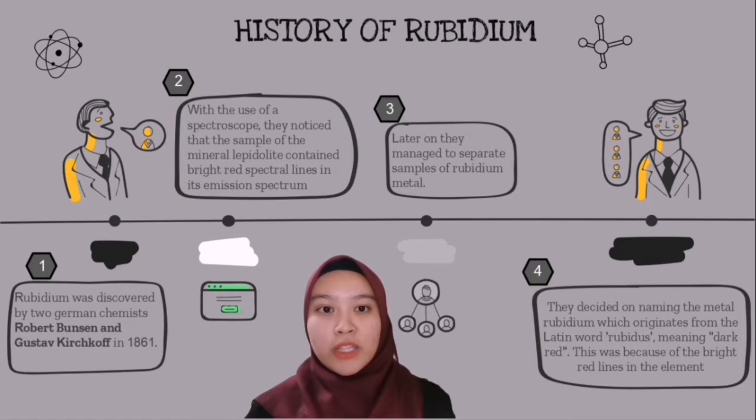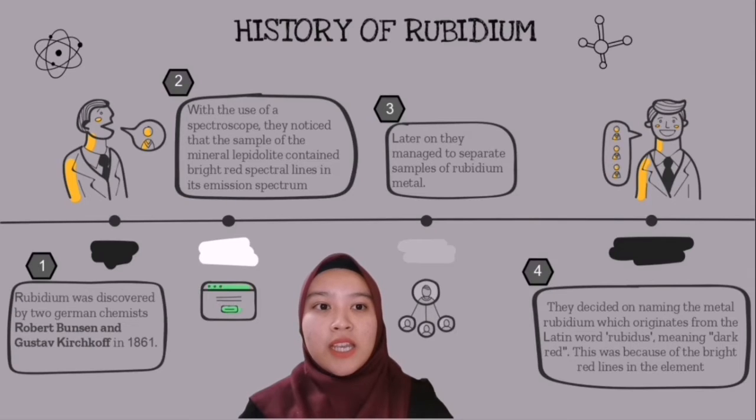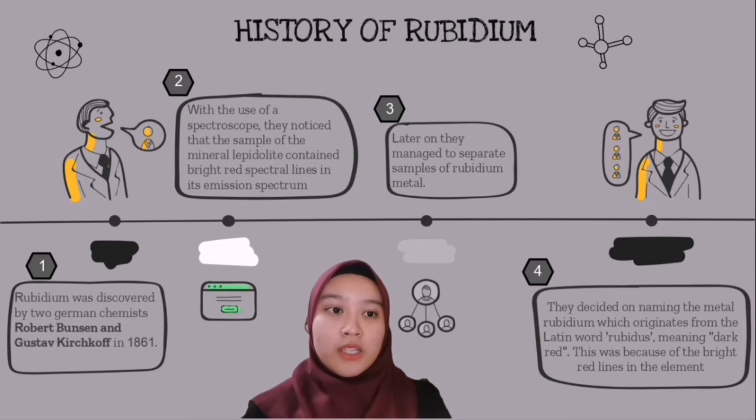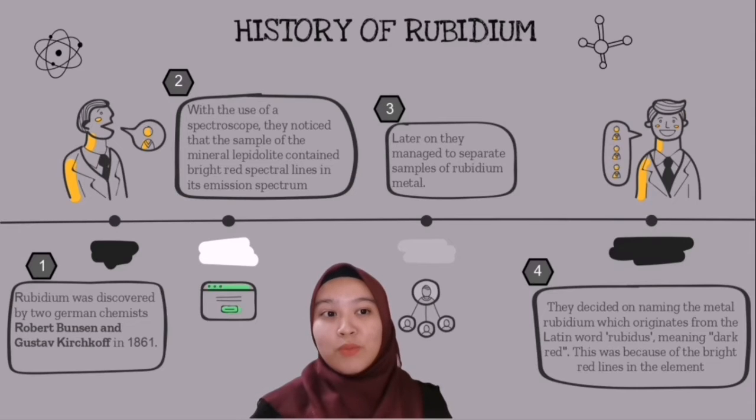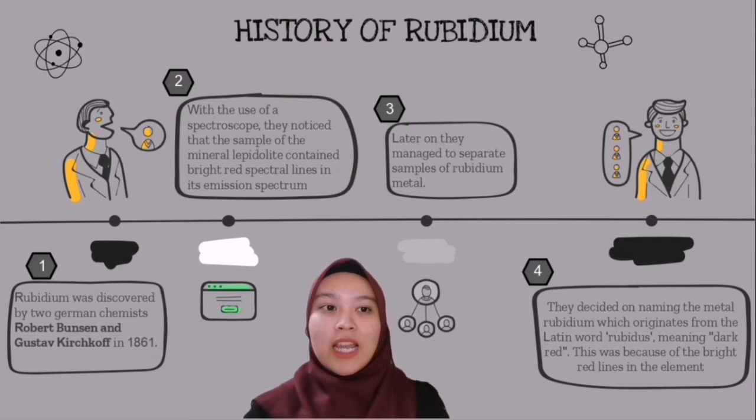Okay, next we move to rubidium. Rubidium was discovered by two German chemists, Robert Bunsen and Gustav Kirchhoff, in 1861. With the use of a spectroscope, they noticed that a sample of the mineral lepidolite contained bright red spectral lines in its emission spectrum. Later on, they managed to separate a sample of rubidium metal. They decided on naming the metal rubidium, which originates from the Latin word rubidius, meaning dark red. This was because of the bright red line in the element's spectrum.